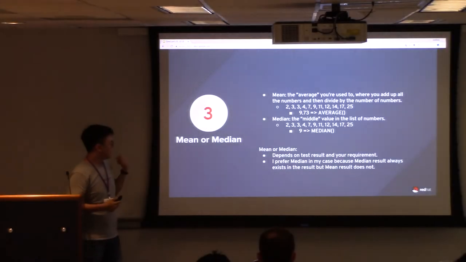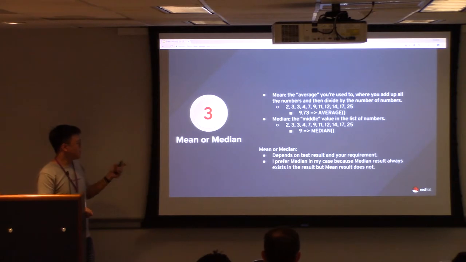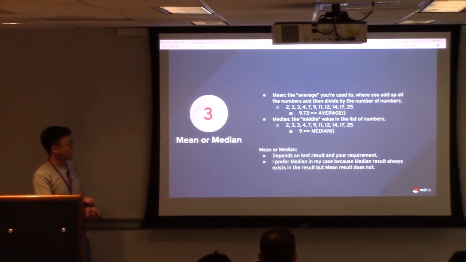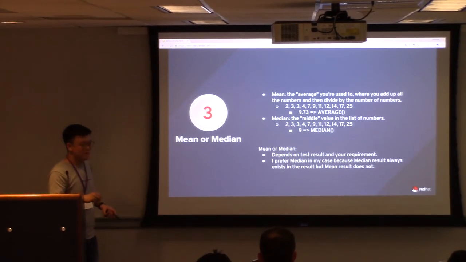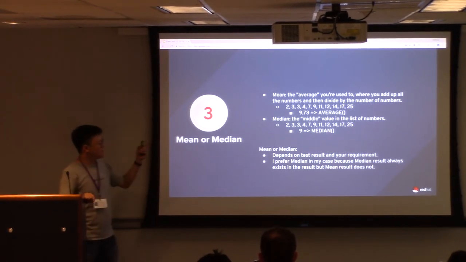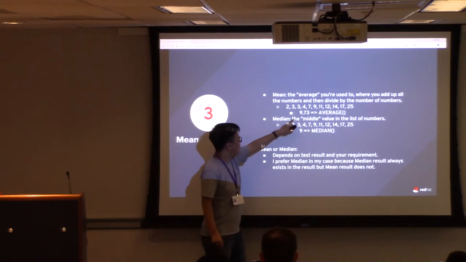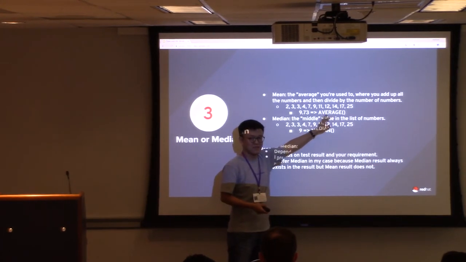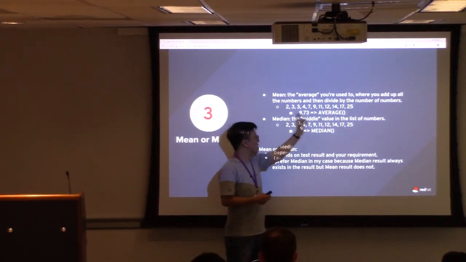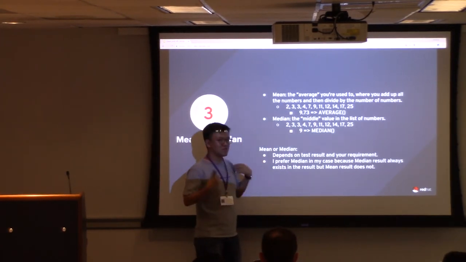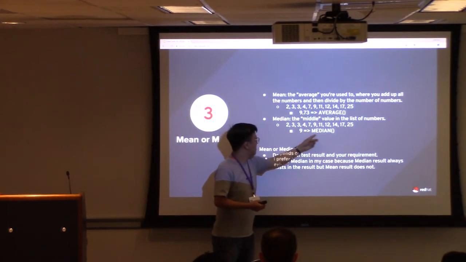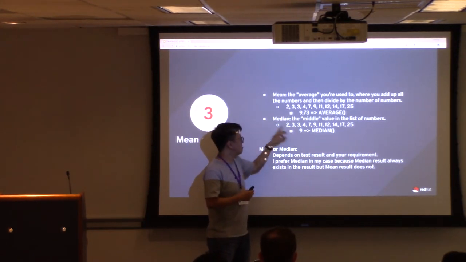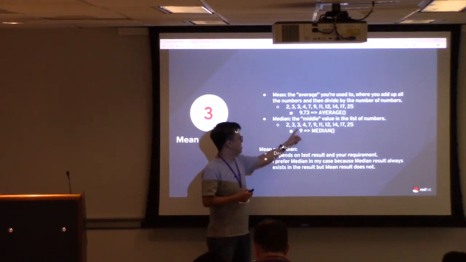Okay. The third issue is about the mean and the median. The mean is the average. You have used it where you add up all the numbers and then divide by the number of numbers, right? In this example, the mean will be 9.73. It's called average in the Google Sheet. Google Sheet has a function called average to calculate the mean value. And Google Sheet has another function called median. It will calculate the median value. Median means the middle value in the list of numbers. It's 9.